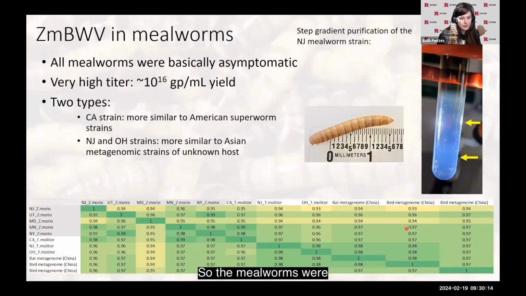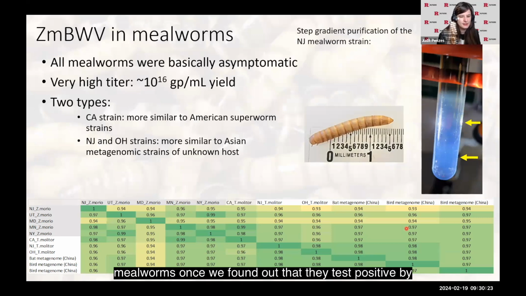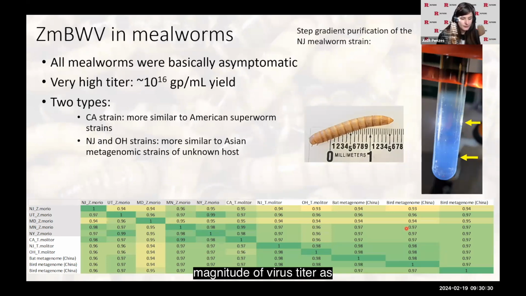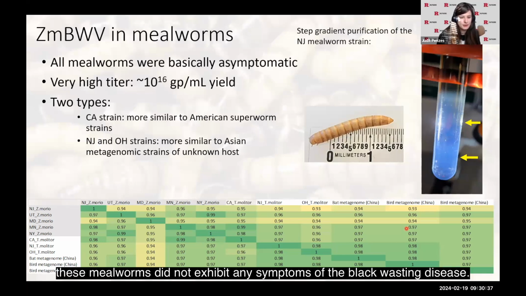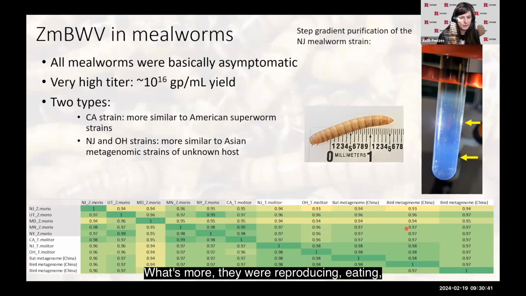The mealworms were the second surprise throughout this journey, because when we assessed the viral titer in these mealworms, once we found out that they test positive by PCR for the virus, they actually had exactly the same magnitude of virus titer as our blackened superworm carcasses did. Only these mealworms did not exhibit any symptoms of the black wasting disease. What's more, they were reproducing, eating, just living the mealworm life.